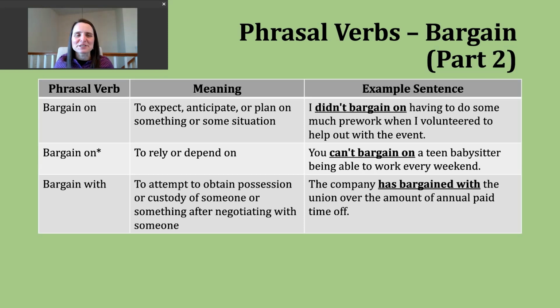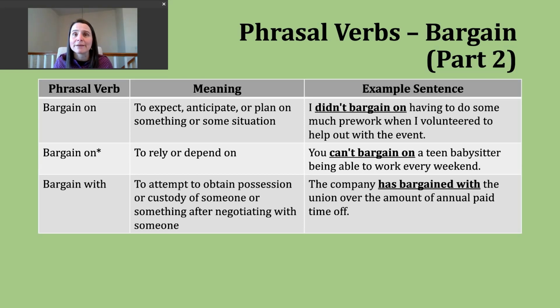The last phrasal verb we'll talk about today is to bargain with. An example of this might be to attempt to obtain possession or custody of someone or something after a negotiation. An example of this: the company has bargained with the union over the amount of annual paid time off. You might have noticed here, has bargained with is another present perfect sentence, and it's specifically referencing this idea of companies negotiating with unions. So if you follow labor news or maybe you work in that area, this is a verb I think you'll hear and see quite often, this idea of going sort of back and forth and trying to reach an agreement.